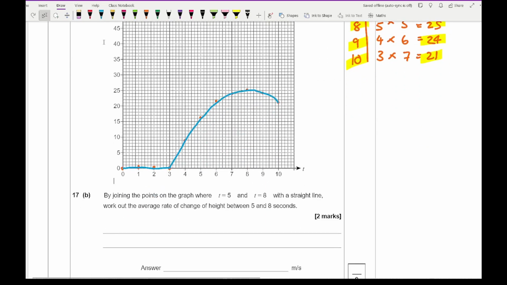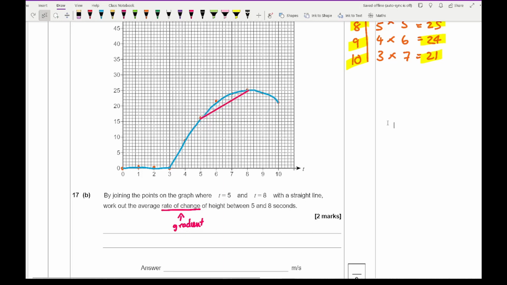Then for 17b, it says by joining the points on the graph where t equals 5 and t equals 8 with a straight line, work out the average rate of change of the height between 5 and 8 seconds. Now this rate of change is basically the gradient. So if I draw a straight line from 5 to 8, and again this is going to be a little bit more awkward, so just bear with me, I'm needing to work out the gradient of that line between those points that I've plotted.